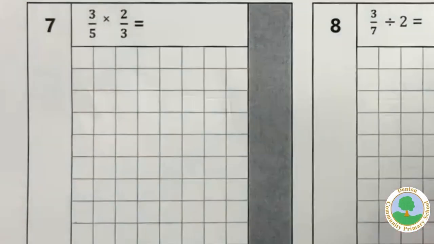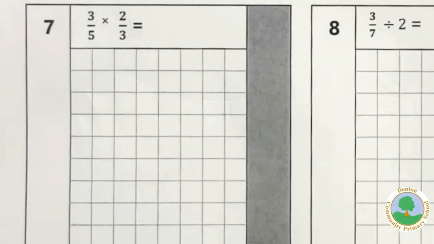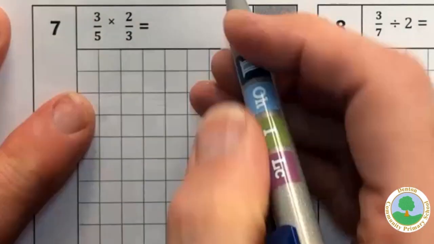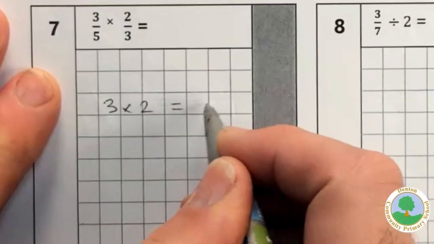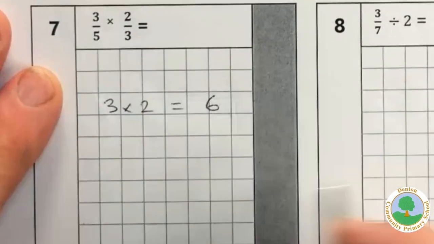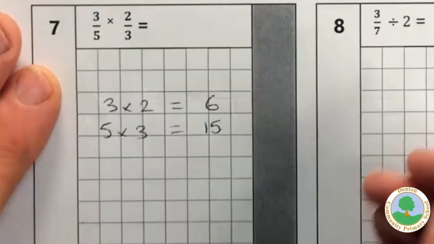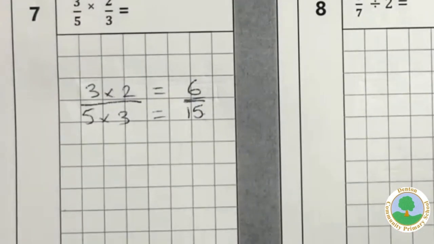Now, here's question 7. Remember from the first page we realised that multiplying and dividing were, if anything, easier than adding and subtracting, simply because we don't need to worry about the denominators. To multiply fractions, I can do the numerators multiplied together. So 3 times 2 is 6. And on the bottom I could say 5 times 3 is 15. Now, of course, what I've really done is just multiply the numerators, multiply the denominators, and I could go for 6/15. That is the answer, and I will get a mark.